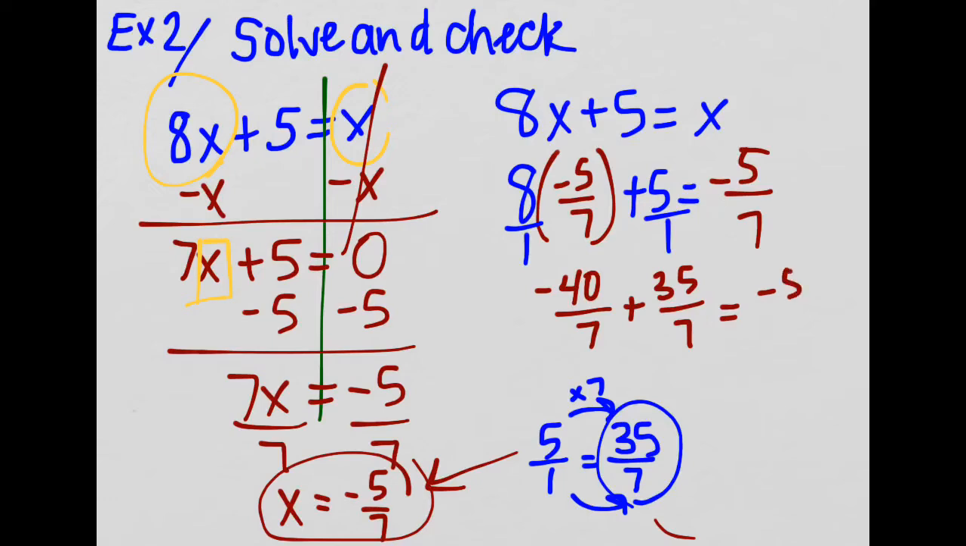Is that equal to negative 5 sevenths? Well, let's see. Now I can add these two together, and I have negative 40 plus 35. And a negative and a positive, we know we have to subtract those and keep the sign of the larger one, or the absolute value that's larger. Gives me negative 5 sevenths equals negative 5 sevenths. So good. We did it right.